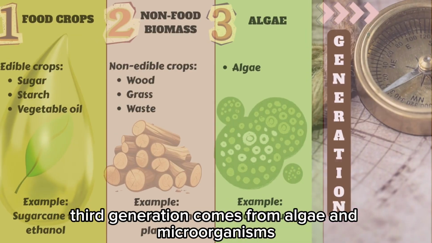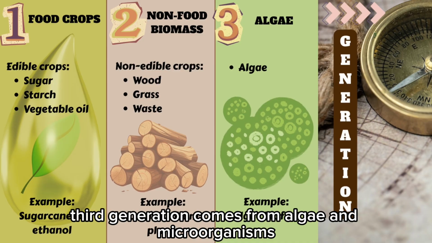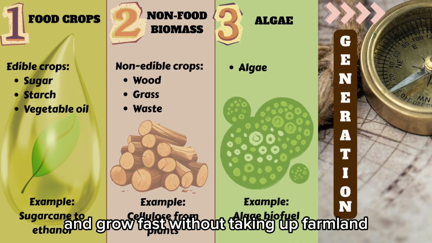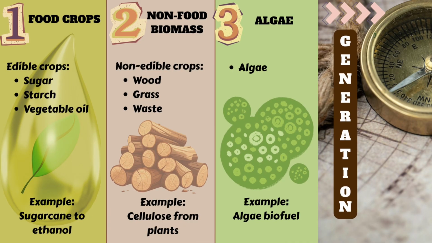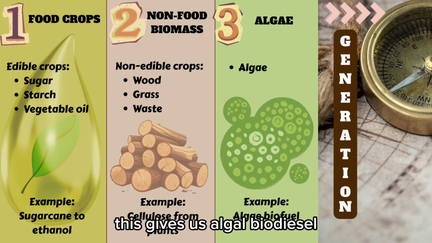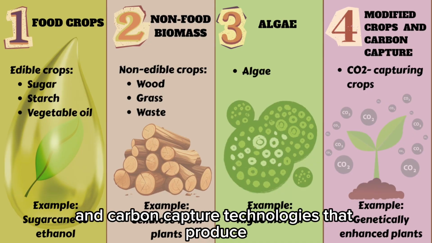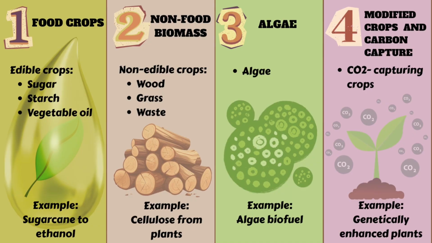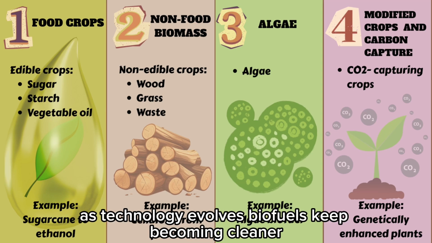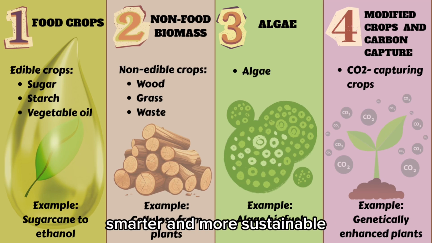Third generation comes from algae and microorganisms, which can produce a lot of oil and grow fast without taking up farmland. This gives us algal biodiesel. Fourth generation involves genetically modified crops and carbon capture technologies that produce synthetic biofuels capable of absorbing more carbon dioxide than they release. In short, as technology evolves, biofuels keep becoming cleaner, smarter, and more sustainable.